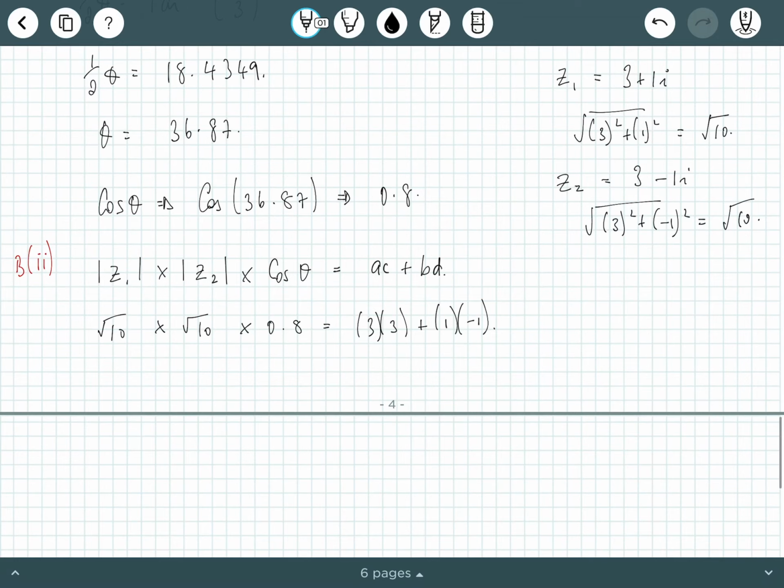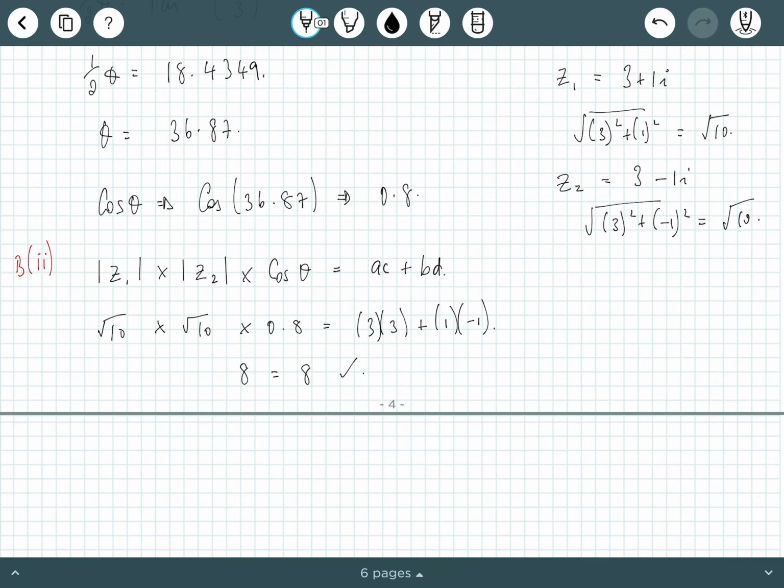Alright, now root 10 by root 10 is 10, and 10 by 0.8 is 8. And 3 by 3 is 9, minus 1 is 8. So therefore you've shown it. Okay, so that was that question, boys.